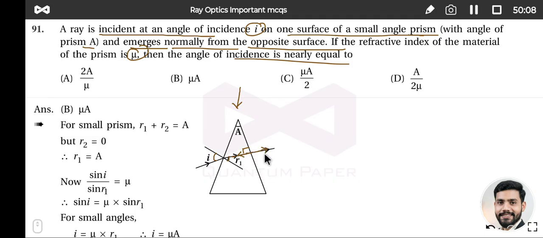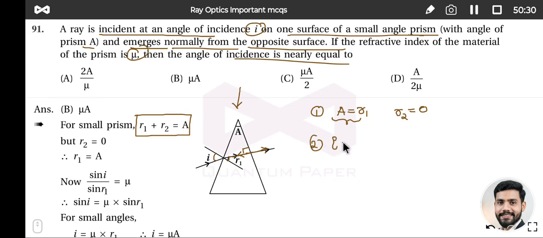In both cases, remember this result. The first result is that the angle of prism is the same as r1. The refraction angle at the second surface is 0 because it is normal to that surface. So if you apply the result r1 plus r2 is equal to A, we get A is equal to r1. The second result is that the angle of incidence is the same as mu times r1, and r1 is the same as A, so I is mu times A. So these are the results.